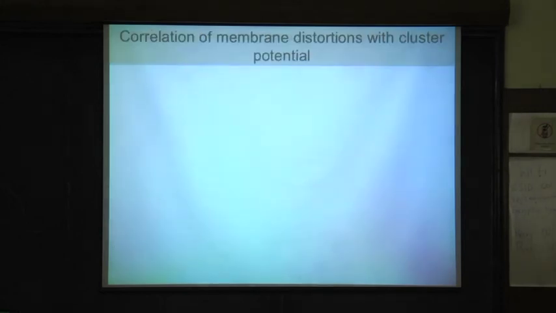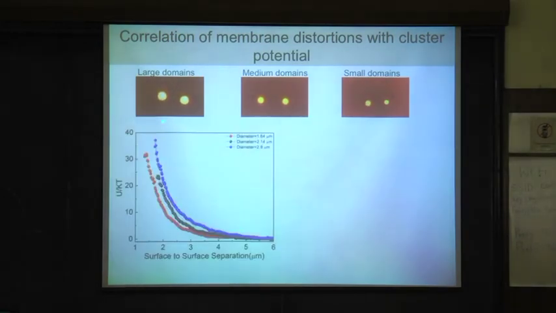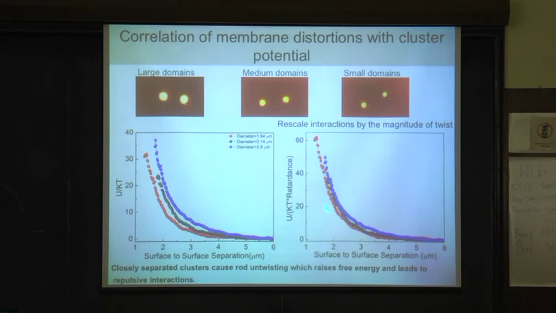And so if the hypothesis of repulsion is correct, that it is because of the tilt of the rods, then the different sizes should have different strengths of repulsive potential. So we repeated our experiments for 3 different sizes, and this is what we see: the larger cluster size is of course more repulsive than the smaller one for the same surface to surface separation. And we can collapse this data by scaling with the magnitude of the twist. So there are no fit parameters here. I just picked up the data from the polarization microscopy and divided it on the y-axis to scale.